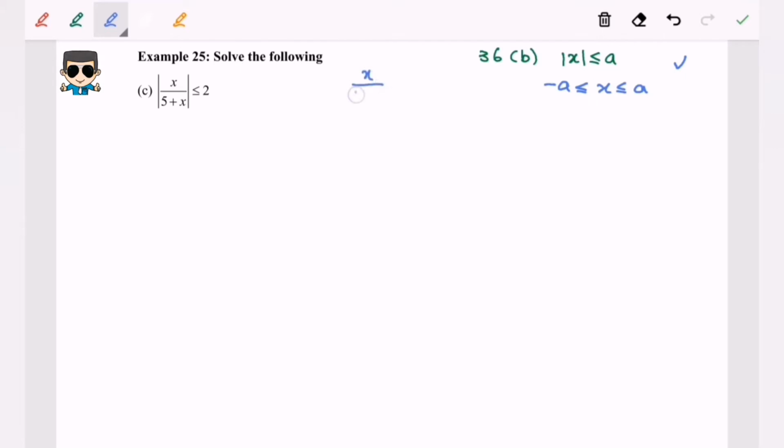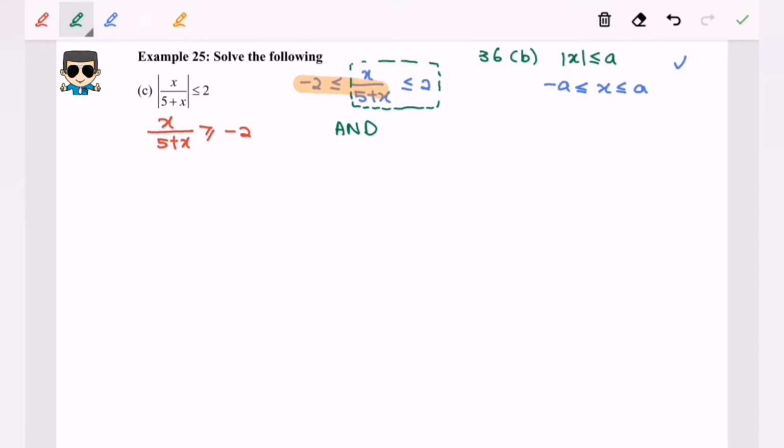x over 5 plus x, which is less than or equal to 2, greater than or equal to negative 2. That will be our definition. So now I'm going to split the situation, and we will have x over 5 plus x greater than or equal to negative 2. Definition n. Next, we will have the second part, which will be x over 5 plus x less than or equal to 2.